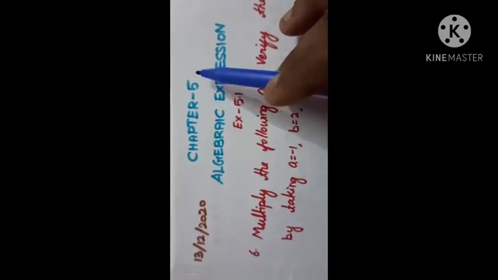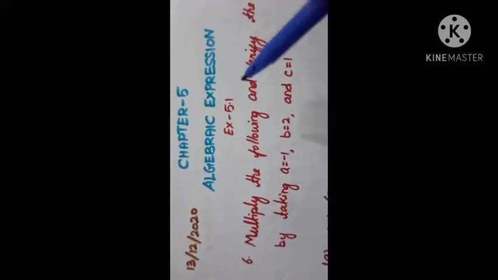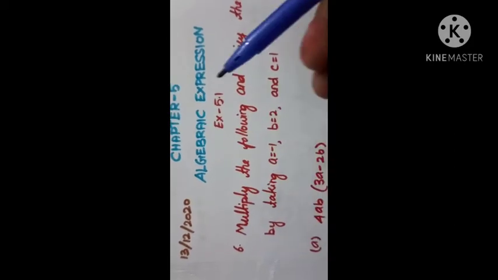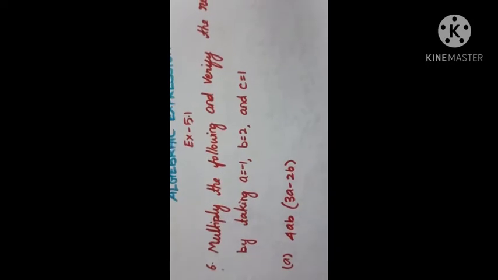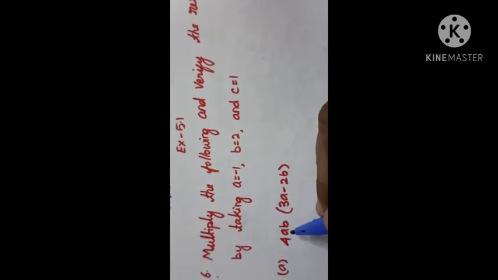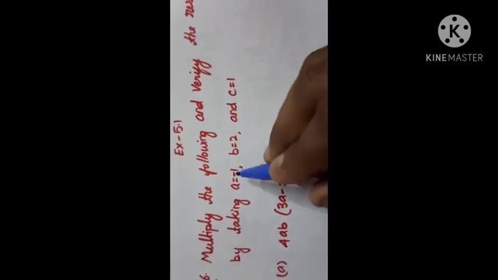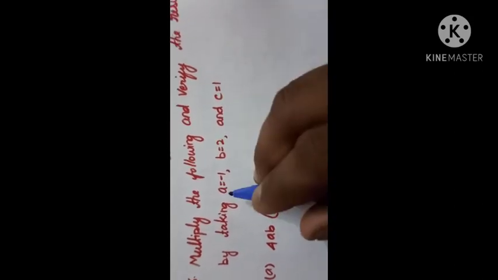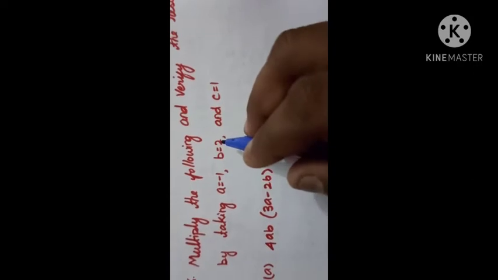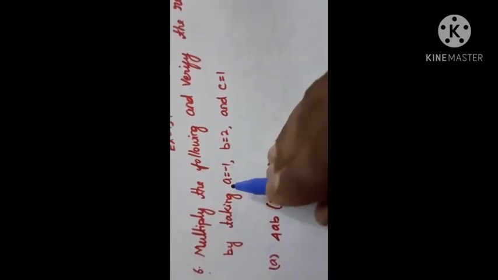So now we continue the same chapter 5, exercise 5.1. We already completed up to 5 questions, so today we have to see the fifth question. The same product, only one difference: we need to substitute values for the variables A, B and C. So three variables are there in the question. We have to substitute A as -1, B as 2 and C as 1.